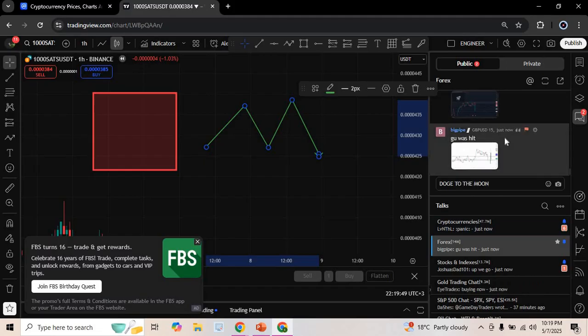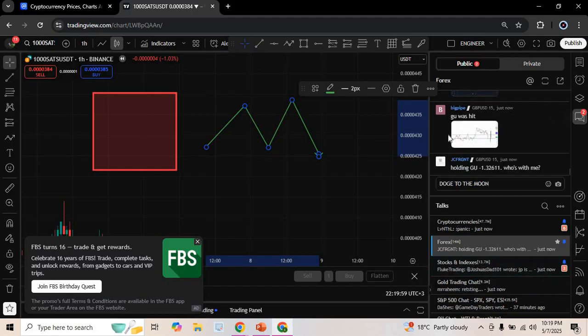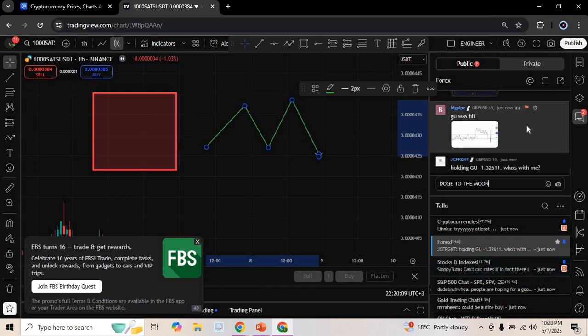This is basically a platform. The chat platform is a public forum uniting traders to share what they think will happen to the market, or any other thing that you want to share right here. You can see this person has just shared right now, holding GU at that price, who is with me, and that. So that's essentially the purpose of this chat forum right there.